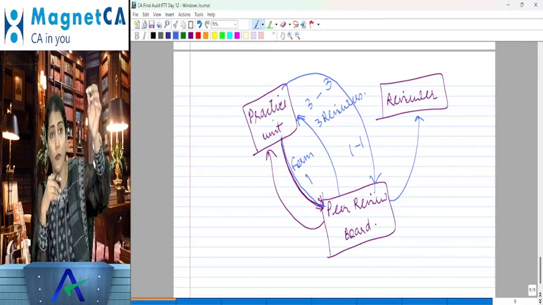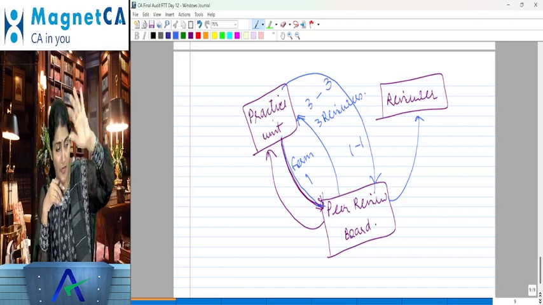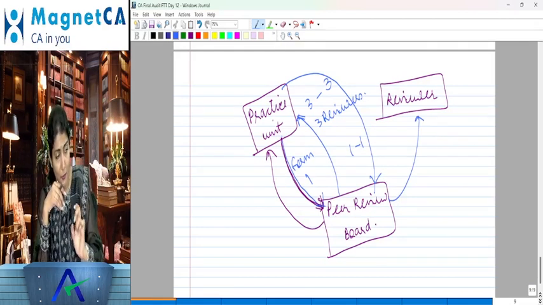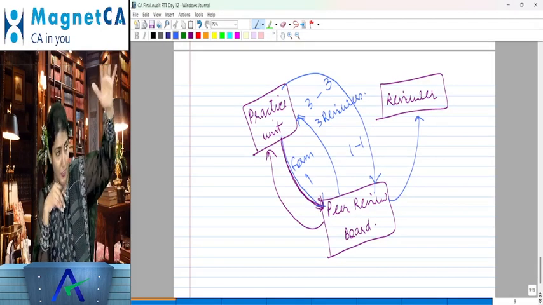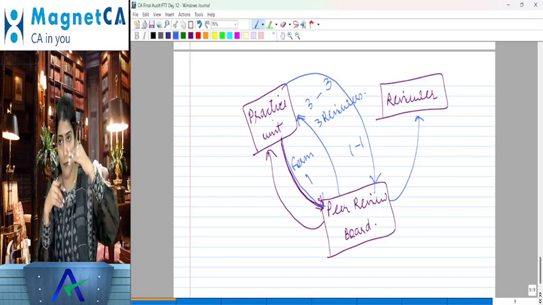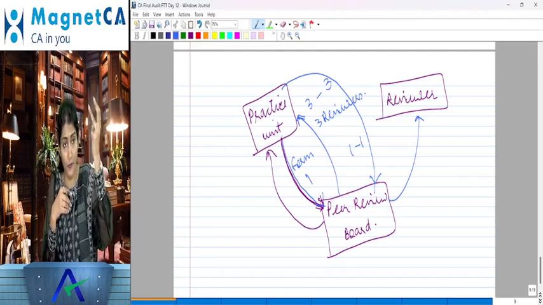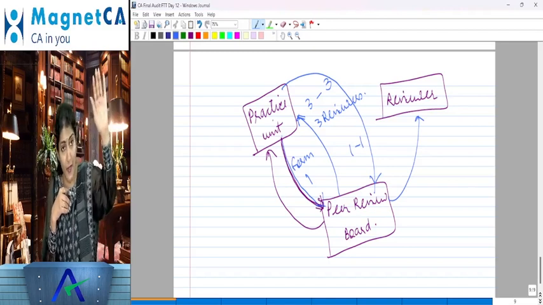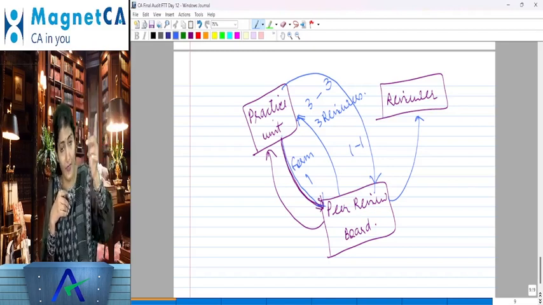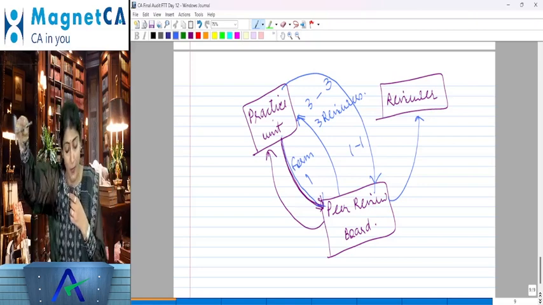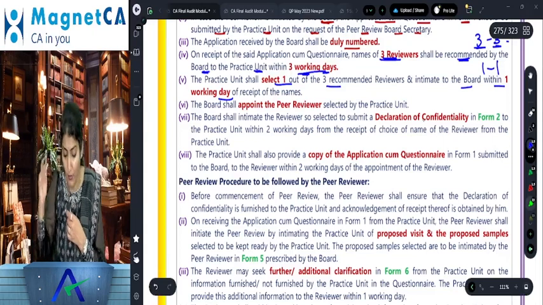So whatever they have communicated within 1 working day, now the peer review board will appoint the reviewer. So what happened so far? Either the practice unit sent the form 1 to the peer review board, or the peer review board secretary sent the intimation to the practice unit, and the practice unit submitted the form 1. After the form 1 is received by the peer review board, they will give a choice of 3 reviewers within 3 working days. Then the practice unit within 1 working day has to select 1 reviewer. Then the reviewer so selected will be appointed by the peer review board. Okay.